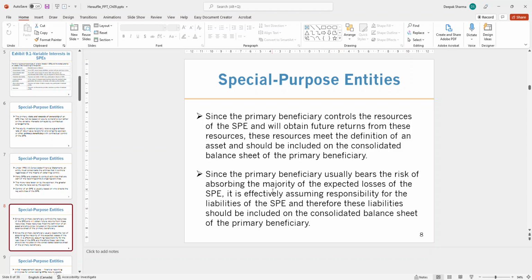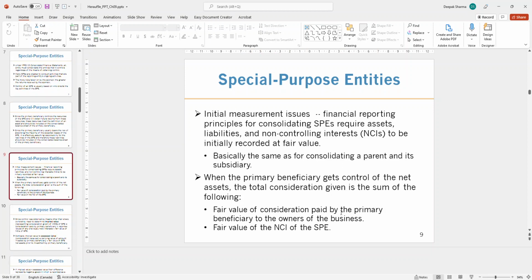And if you are absorbing the majority of the expected losses of the SPE, you are effectively assuming responsibility for the liabilities of the SPE as well. Therefore, these liabilities should be included in the consolidated financial statements as well. So if we have to consolidate the assets, then obviously the consolidation of the liabilities will exist as well, because you are taking a risk and you are fully responsible and a guarantor for the liabilities that exist for the SPE. So those liabilities must be included in the consolidated financial statement as well.